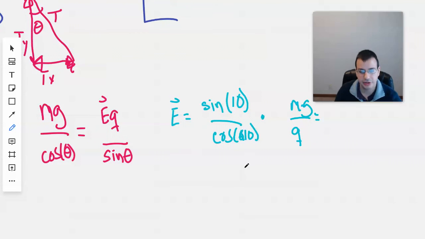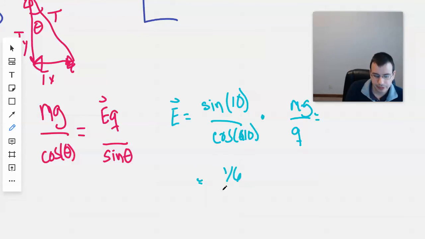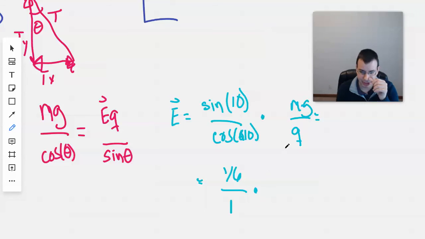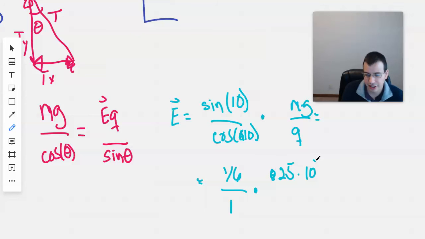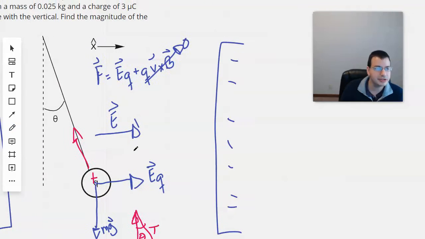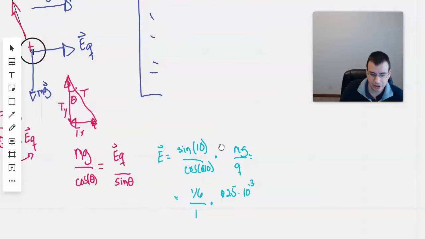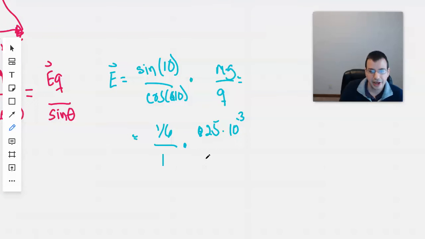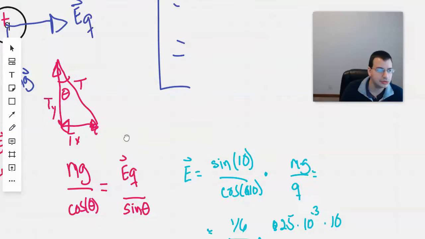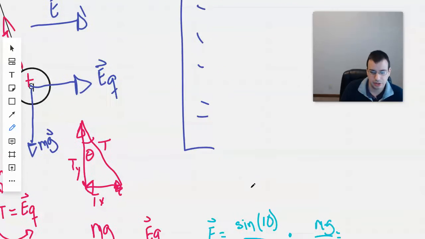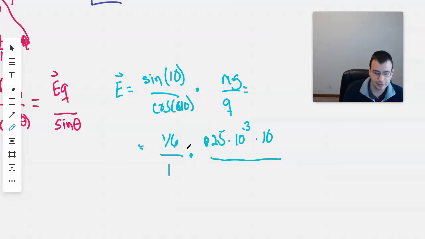And then working this out. So sine of 10 is about 1/6. Cosine of 10 is about 1. I am really being fairly generous on my estimations here. Mass is 25 times 10 to the negative third, because it's 0.025, is that right? 1, 2, 3, yep, and it's measured in kilograms. Gravity is about 10, and that's meters per second squared. And then Q, is it 3 or 6? 3. 3 times 10 to the negative 6 coulombs.